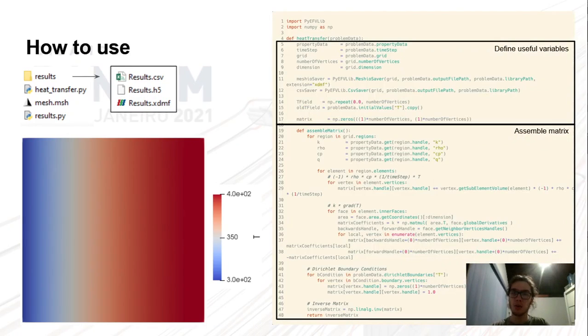After running the code, we'll get a few files: a results.py, which is the solver, a results.csv, which can be read using Excel, Pandas, or basically any spreadsheet software, and a results.xdmf file, which alongside with results.h5 can be read using ParaView, where we can, for example, render this color map shown here.